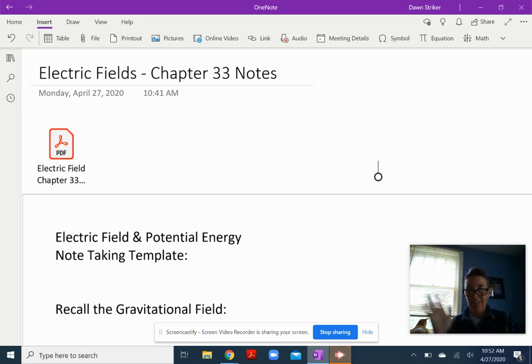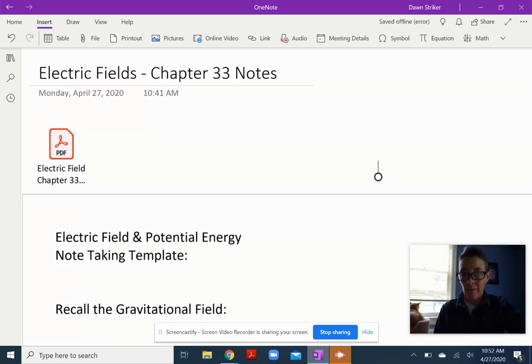Good morning, students. It is Monday morning, and I'm getting ready to give you some notes about electric fields. This assignment will be due next week. I think the date is May 4th, and I'm giving you a different view of my dining room.